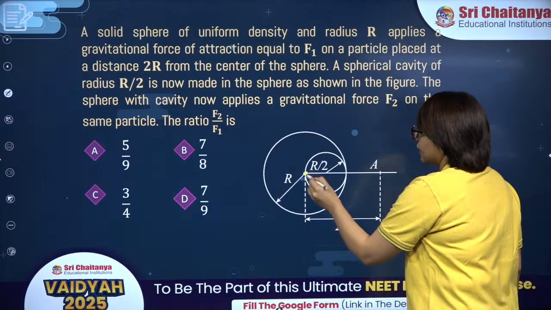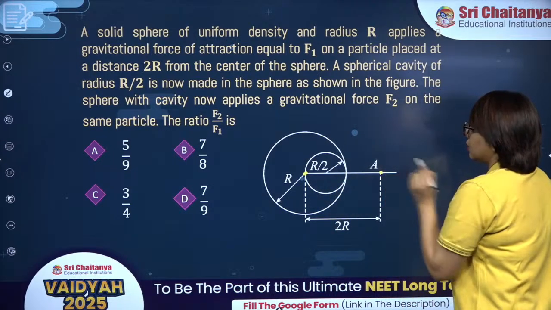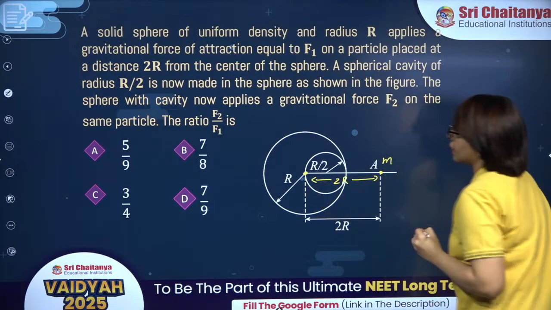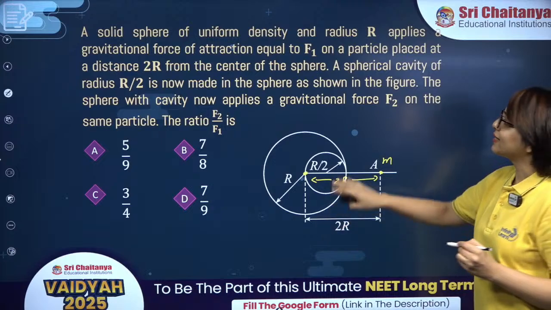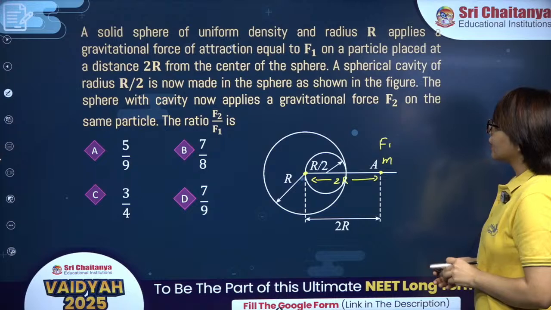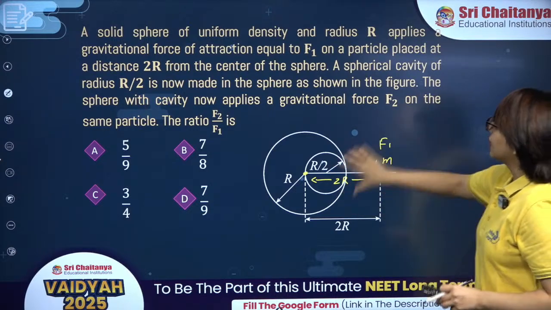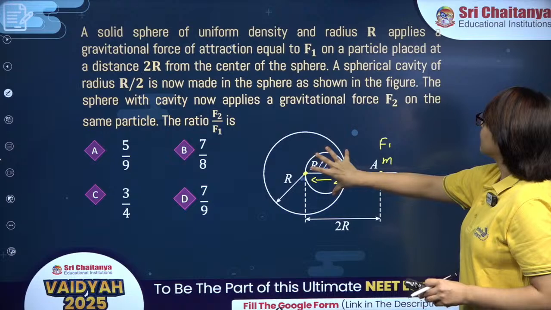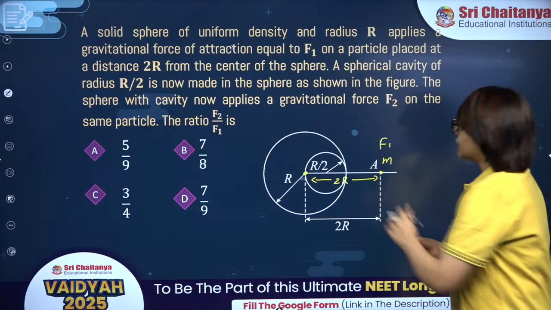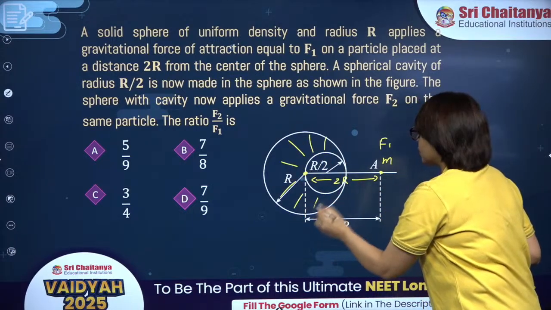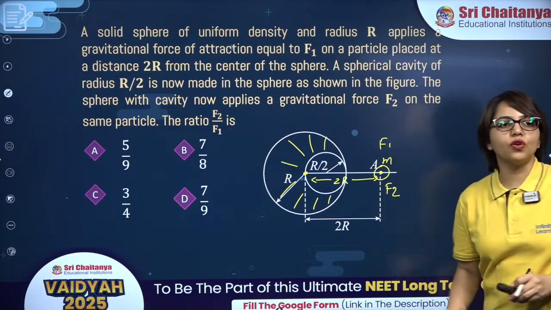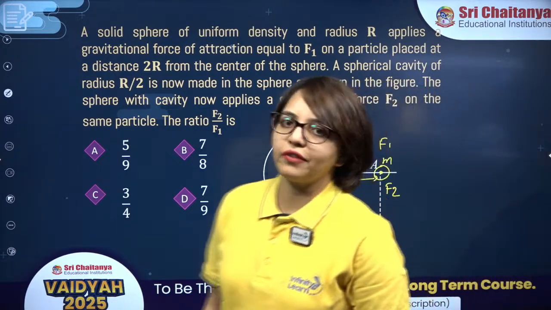So this is the center of the sphere, beta, and this is a particle of, let's say, mass m, and both are at a distance of 2r. Now this complete sphere exerts force F1 on this particle kept at a distance 2r. Now we are making a cavity over here. A spherical cavity of radius r by 2 is now made in the sphere. So this remaining portion applies a force of F2 on this particle m. Then what is the ratio of F2 to F1?